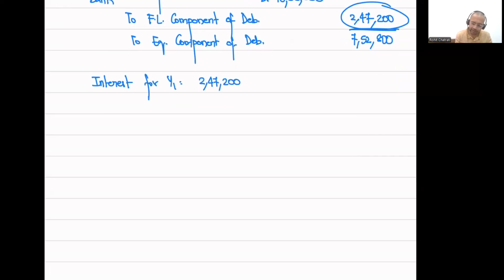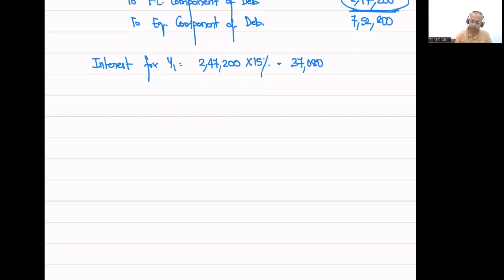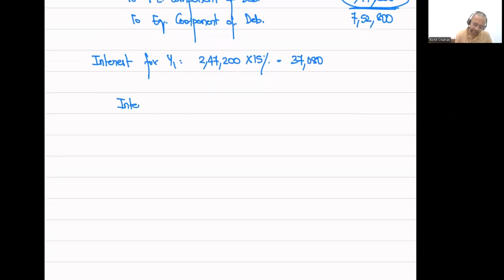2,47,200 multiplied by 15 percent, which is going to be equal to 37,080 rupees. The journal entry for this is I will debit interest expense in the P&L account by 37,080 and I will increase my financial liability by the same value.